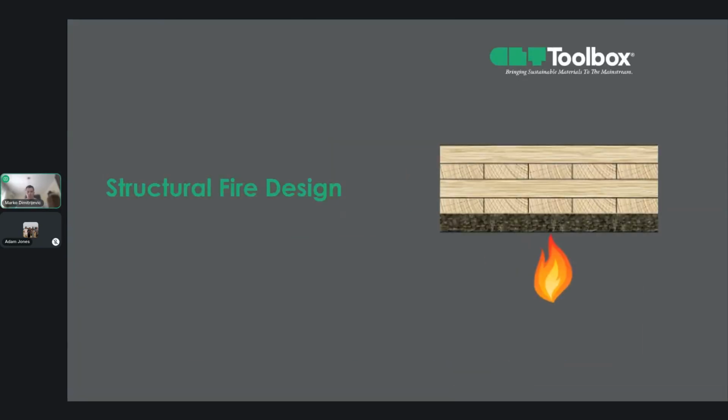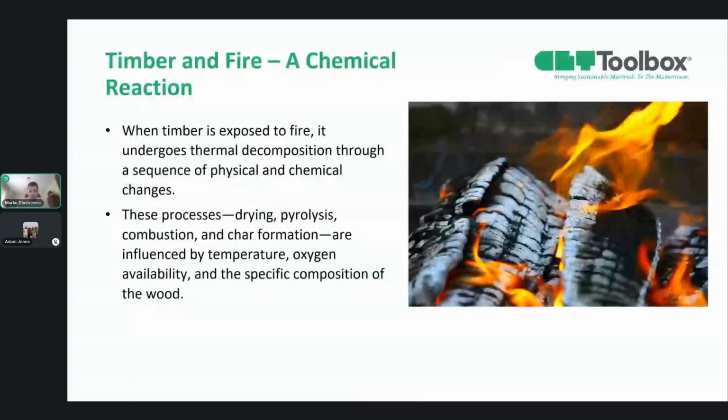To get going, we'll start with structural fire design and the chemical reaction between timber and fire. At the beginning, I think it's good to take a look at what's happening with timber and fire. When timber is exposed to fire, it undergoes thermal decomposition through a sequence of physical and chemical changes. These processes, drying, pyrolysis, combustion, and char formation, are influenced by temperature, oxygen availability, and the specific composition of the wood.